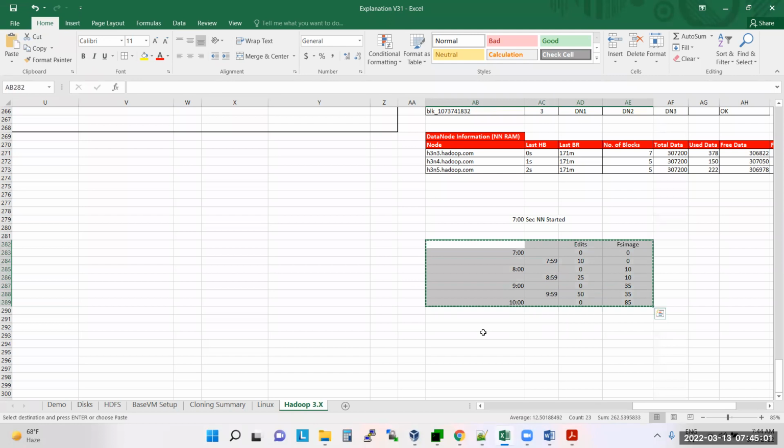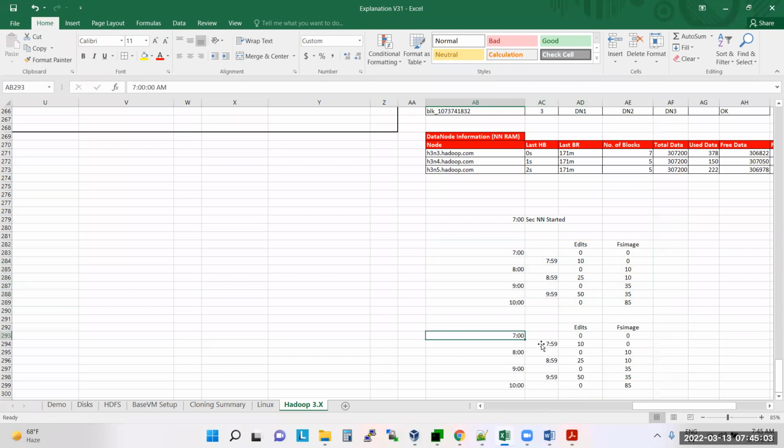Now at 7 o'clock it is 0. Now it is 7:59, and we have 10 edits. Now at 8 o'clock, what will be the edit log? 0, sir. And the FS image? 10. Yes.